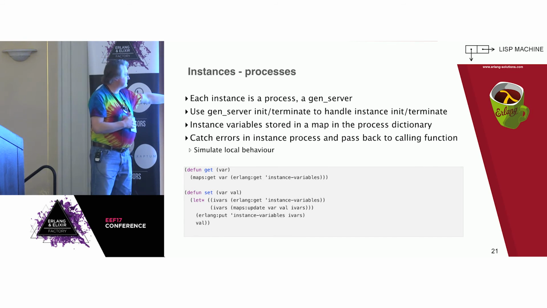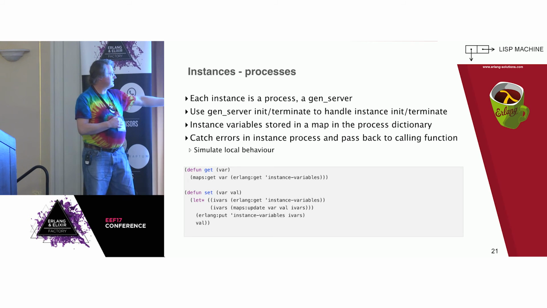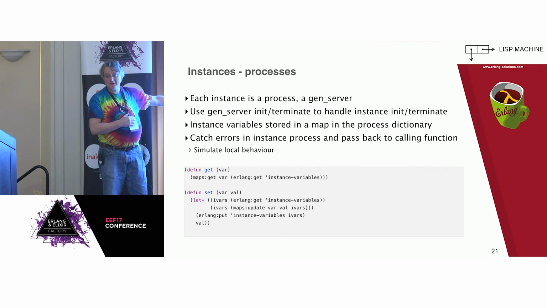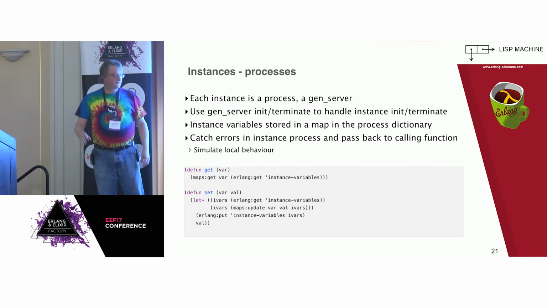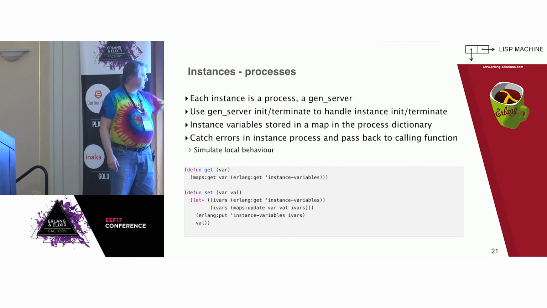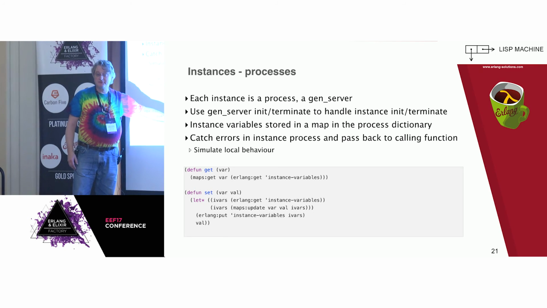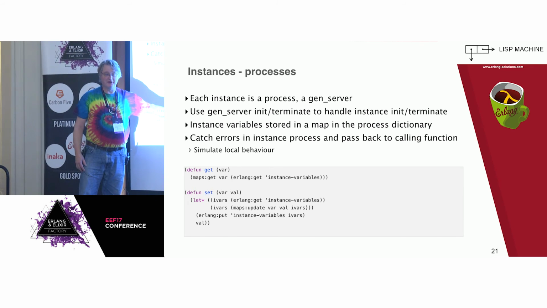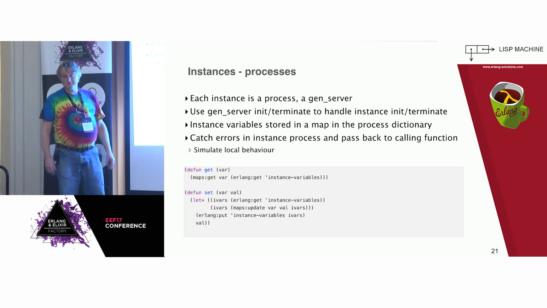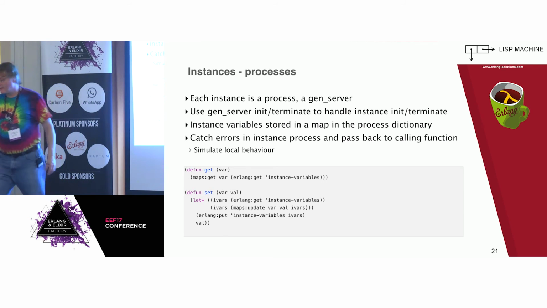So functions look something like this. I'm doing an Erlang get of the instance variables. You get the data, and then I'm just doing a map get on that, which also means I get an error if it doesn't exist. And in the set, I get the map and do a map update, which means if the instance variable doesn't exist, I get an error, which is good. Then I just set it and return the value. So that's one way of doing it.